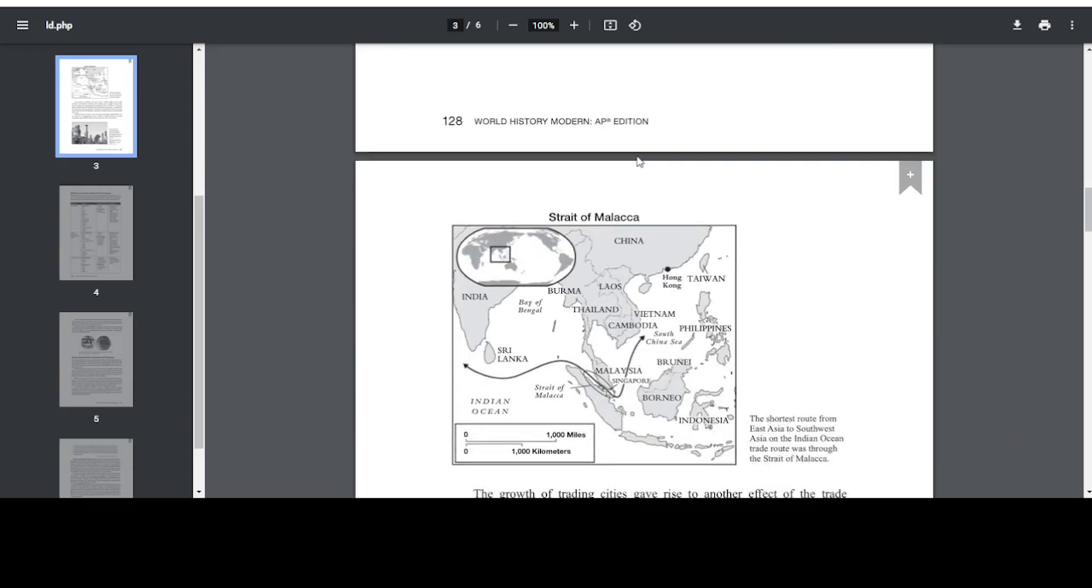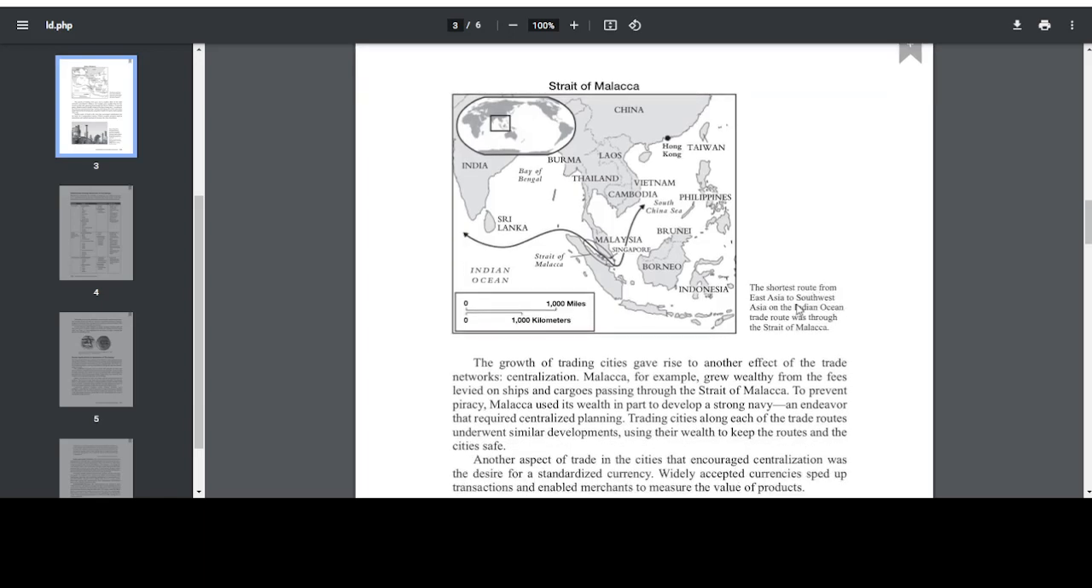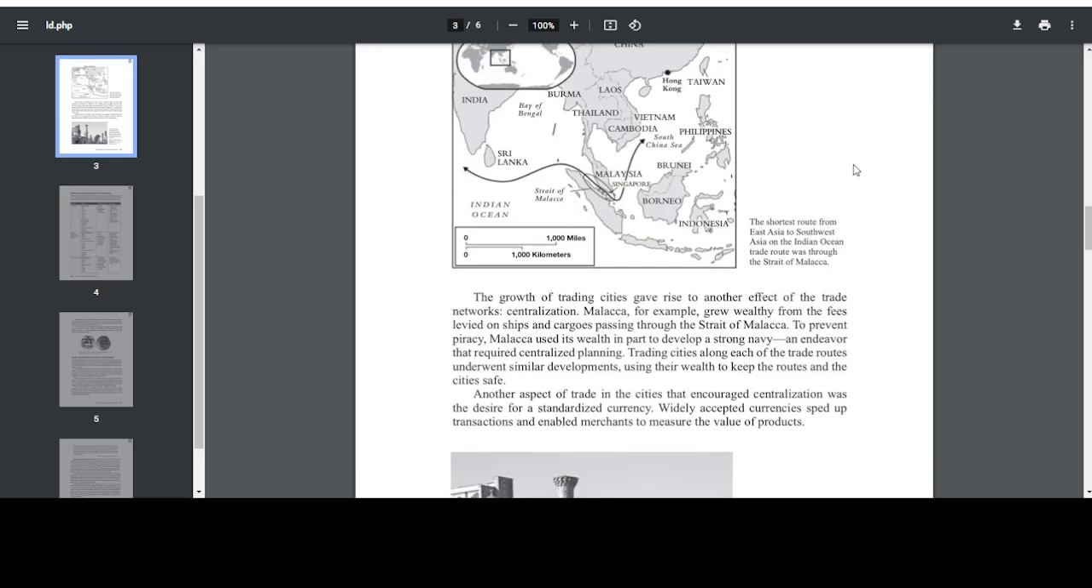And then also below that, we can see an image demonstrating the Strait of Malacca on a map, with the caption: the shortest route from East Asia to Southwest Asia on the Indian Ocean trade route was through the Strait of Malacca. You can pause the video to enjoy the map, but let's continue on with the reading. The growth of trading cities gave rise to another effect of the trading networks: centralization.